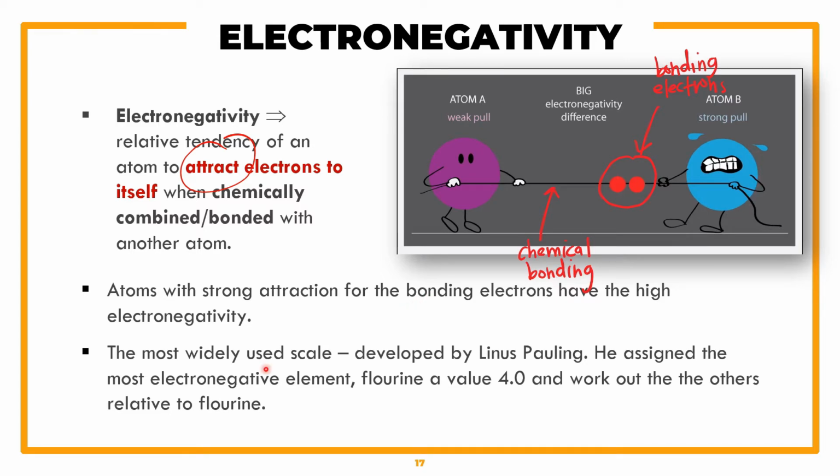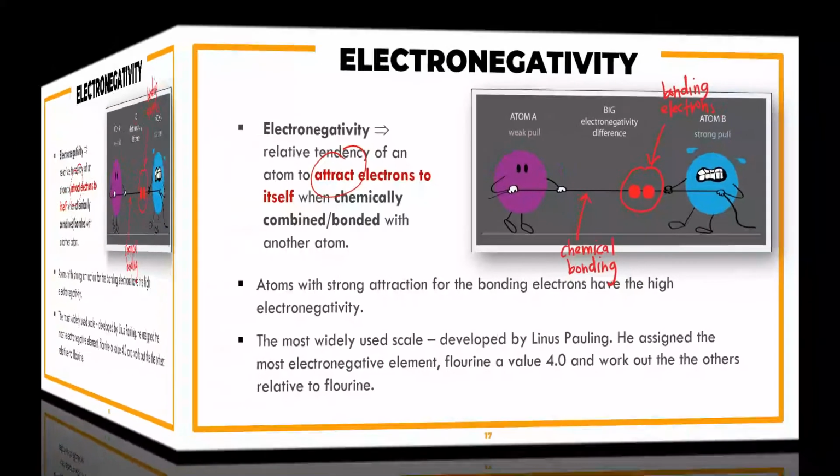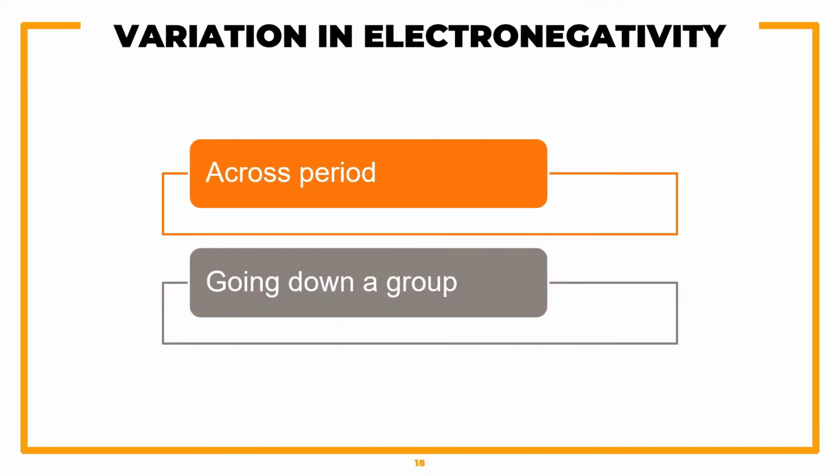And the most widely used scale for electronegativity is the one developed by Linus Pauling. He assigned the most electronegative element, fluorine, the value of 4.0 for electronegativity, and he also worked out the others relative to fluorine. To see the variation in electronegativity in the periodic table, we will study the case of across the period and also going down a group.